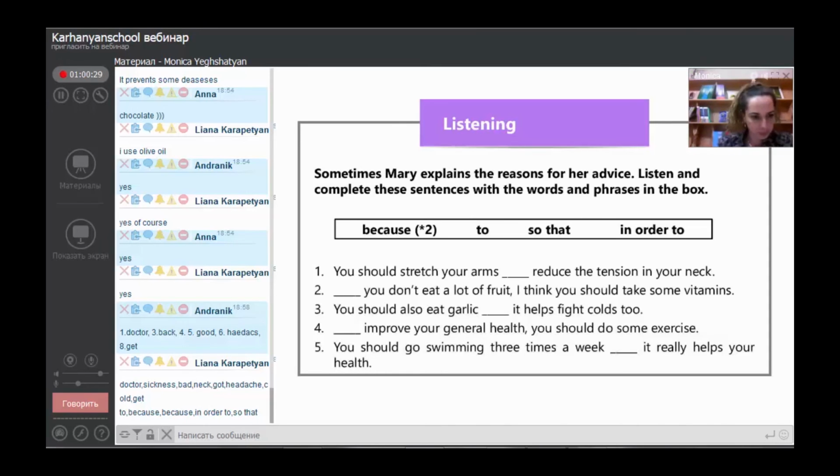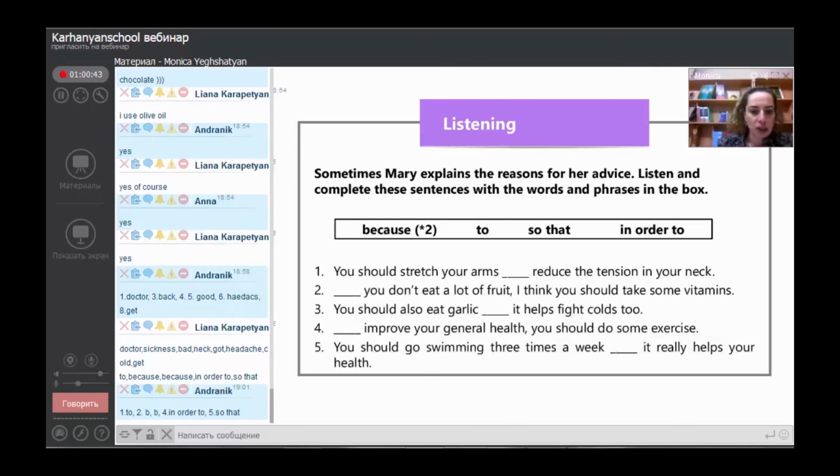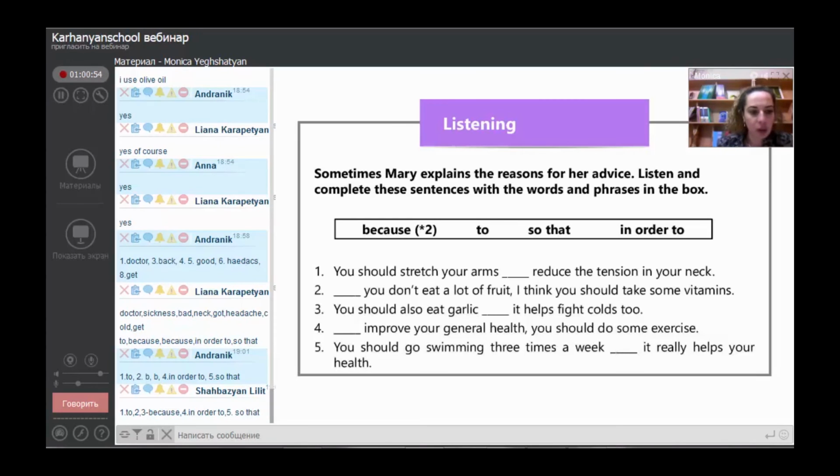Okay, now first one, Liana. Yes, you should stretch your arms to reduce tension in your neck. Yeah, because you don't eat a lot of fruit. Second one is because, yes, Lilith, because you don't eat a lot of fruit, I think you should take some vitamins.